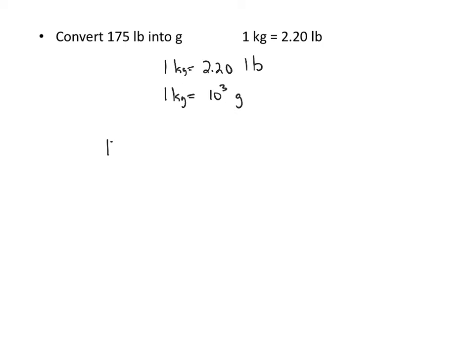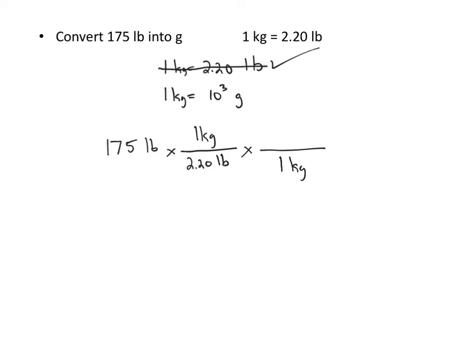So I have my 175 pounds. So I want the pounds to go away. So I'm going to put the 2.20 pounds on the bottom. And then the 1 kilogram goes on top. So I've used that conversion factor. And then I need to get rid of the kilograms. So I'll use my second one here. And I'll put the 1 kilogram in the bottom. 10 to the third grams on top.